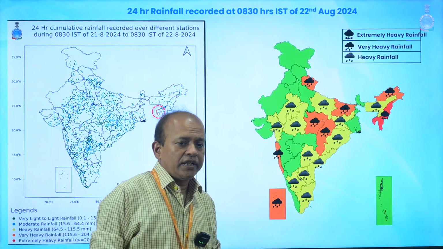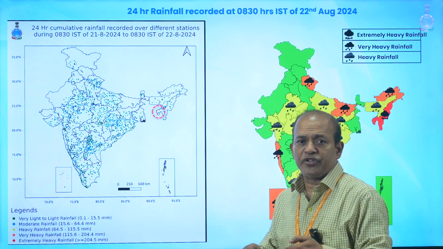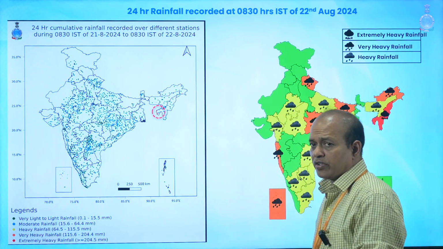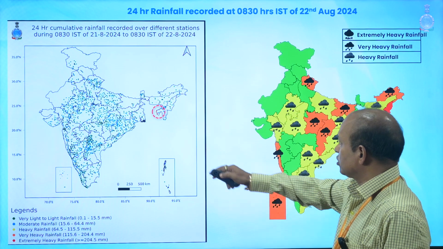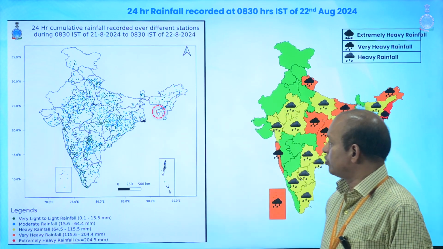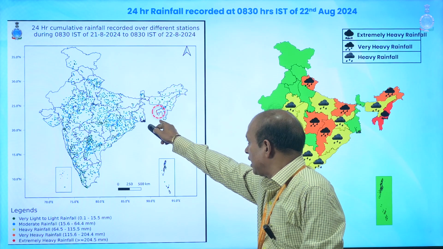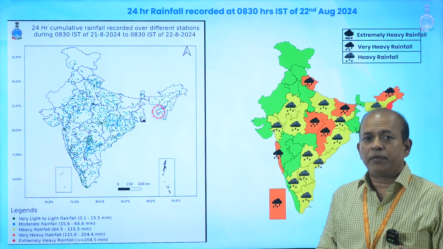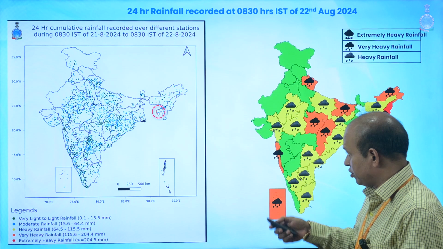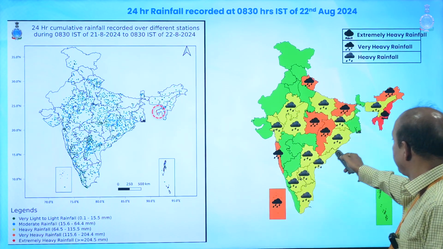And today, 22nd August, if you see the 24-hour rainfall from yesterday morning to today morning 8:30 hours, this is the rainfall distribution recorded over different parts of India. But the major thing we have highlighted here is the Tripura region. Tripura has got exceptionally heavy rainfall today, and you can see the graphical distribution also of how we got that.